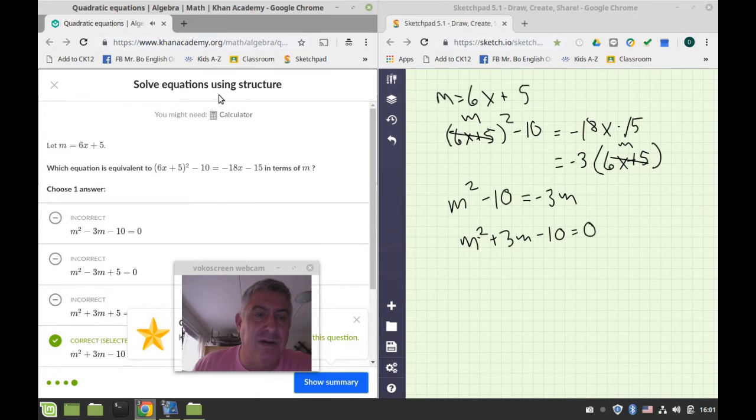All right, that's how solving by structure or solving by substitution works. Keep thinking about this, because you'll see it again and again. This concept of making something simpler so that we can solve it, and then substituting back in. You'll see that in trigonometry, see that in calculus, see that in everywhere. So get used to it and try to get good at it.